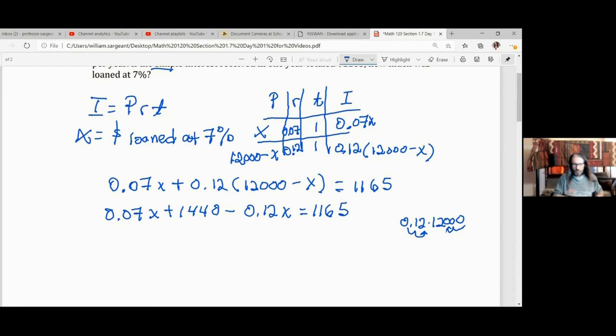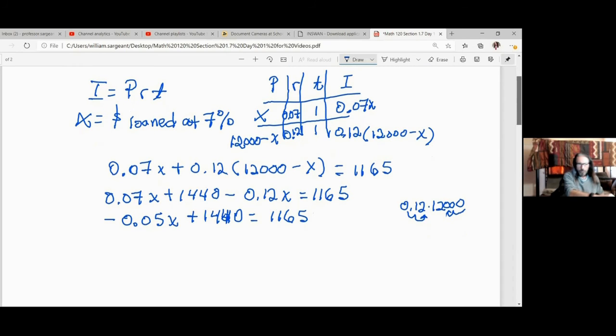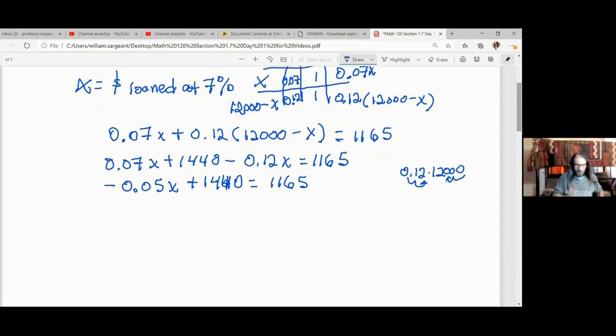Combining the like terms, that's going to make the coefficient of x negative 0.05. Then when we subtract $14.40 from both sides to get the x term alone, that will also give us something negative, negative 275. And that's an x times the negative 0.05.